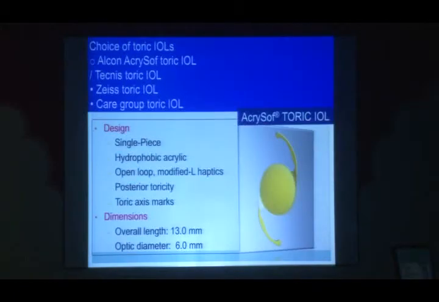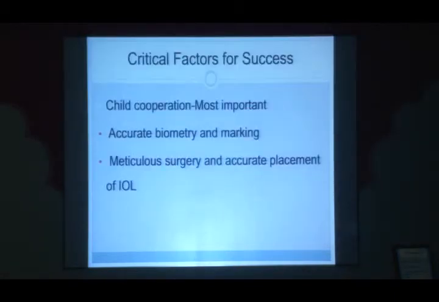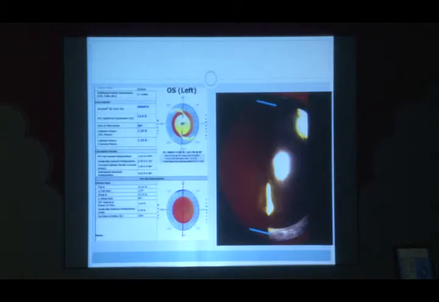These are the IOLs of our choice, which we use in our setting: the Alcon AcrySof Toric IOL or the Tecnis Toric IOL. These are most commonly used. The critical factor for success is the cooperation of the child, because you can do the marking only if the child is cooperative, and then meticulous surgery and accurate placement of the IOL. Here is one of the patients, and you can see this IOL is implanted at 86 degrees, and postoperatively it was found to be almost the same, 100% the same. But it may rotate; sometimes it is not always so.